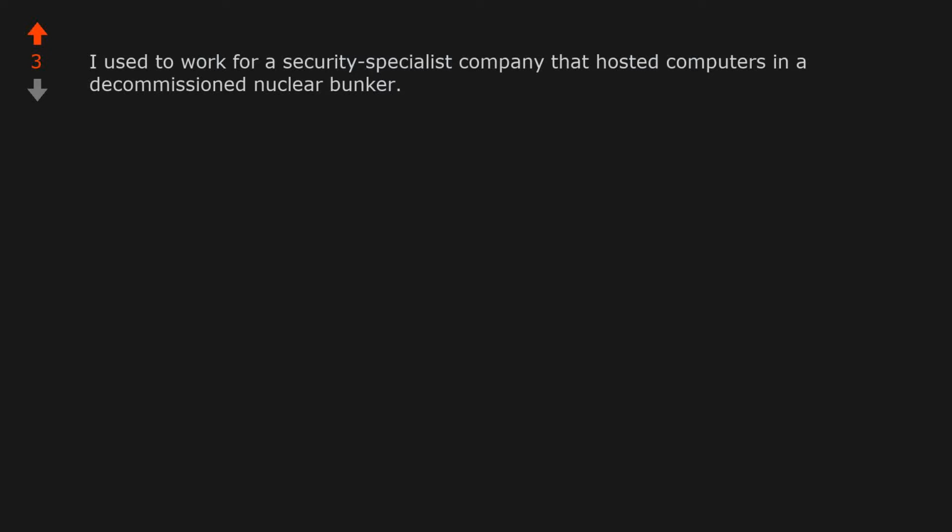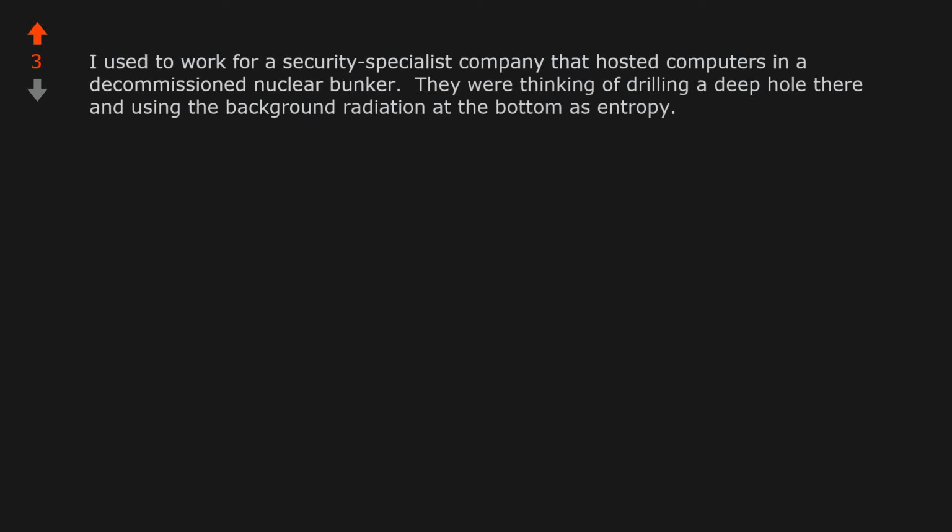I used to work for a security specialist company that hosted computers in a decommissioned nuclear bunker. They were thinking of drilling a deep hole there and using the background radiation at the bottom as entropy.